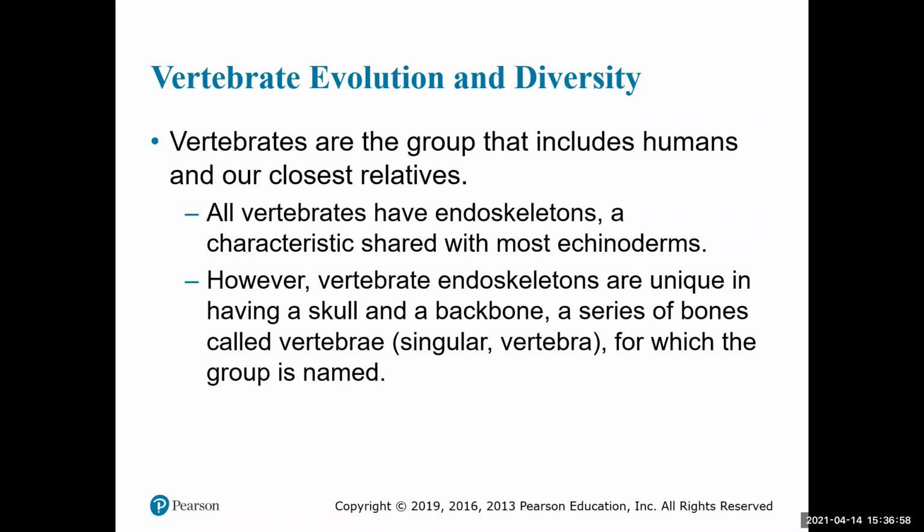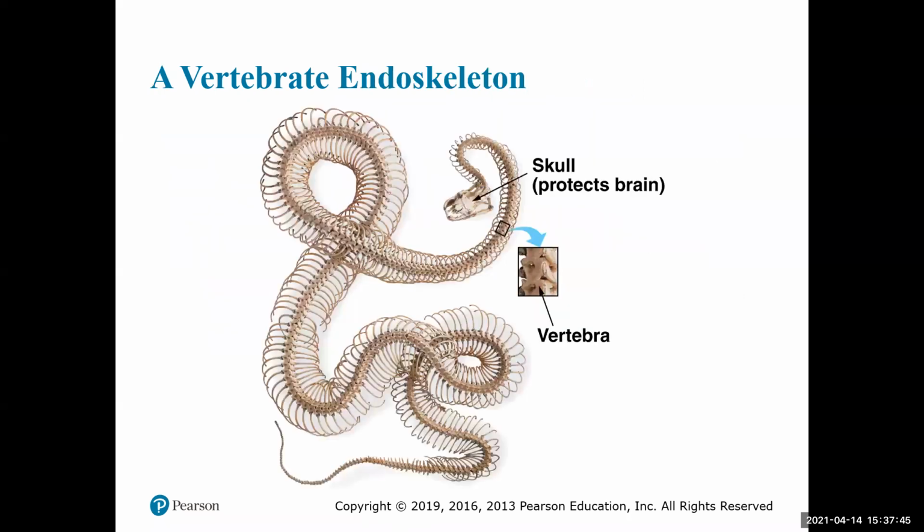And so now we're going to move on to our last phylum, and that's the Chordata, the chordate phylum. And the chordates are made up of all the vertebrates in the animal kingdom, and that includes us, that includes humans. All vertebrates have endoskeletons. Endoskeletons are a shared characteristic with echinoderms. It's just that our endoskeletons in chordates are unique because we have a vertebra, so a backbone, a skull, and that is where the group's name basically comes from. It is the vertebra and the vertebrae that is found within the group.